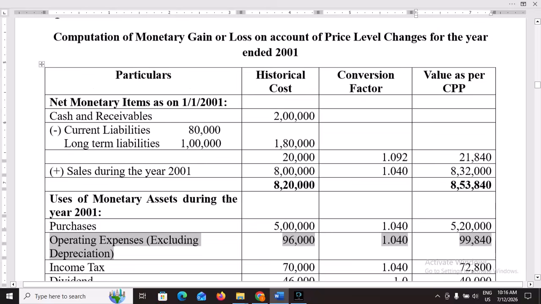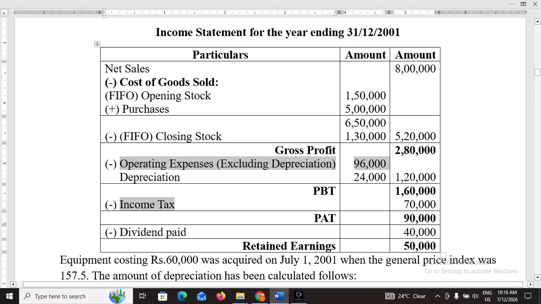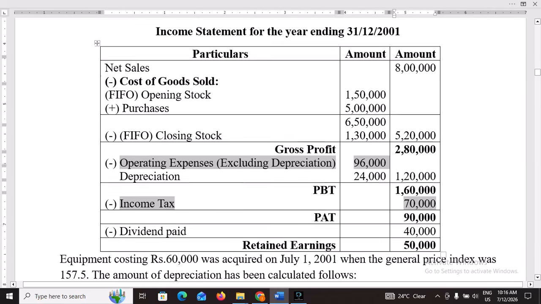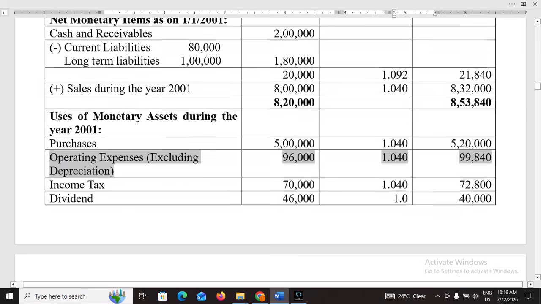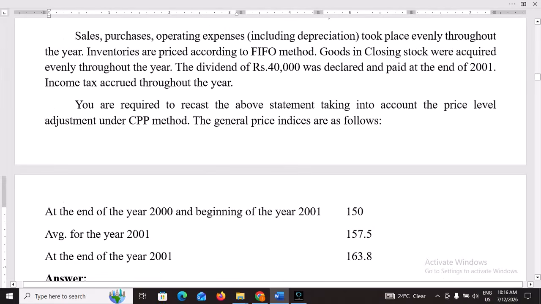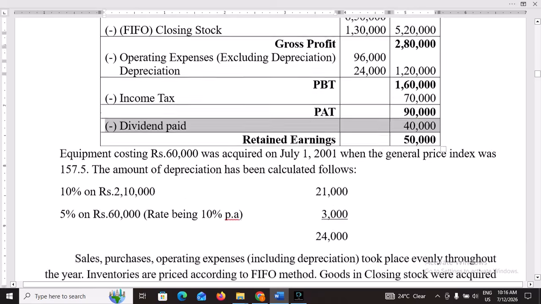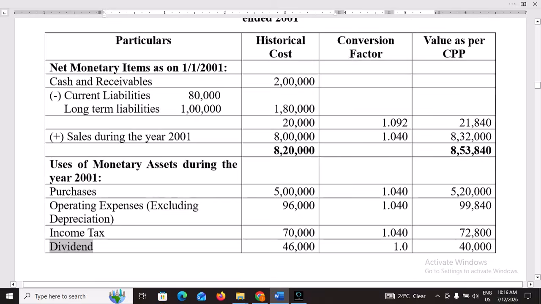Then is there income tax as an expense? Yes, income tax is there. How much? 70,000. During the year means the same 1.040. 70,000 into 1.040 is 72,800. Next, dividend. Is there a dividend? Yes, how much dividend paid? 40,000.